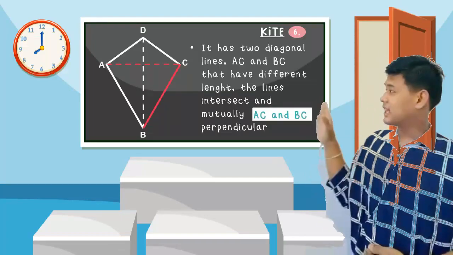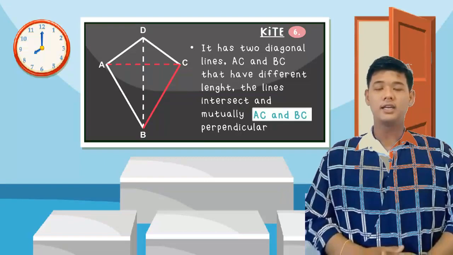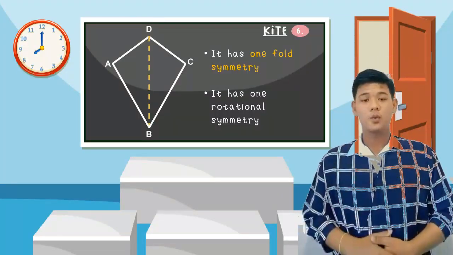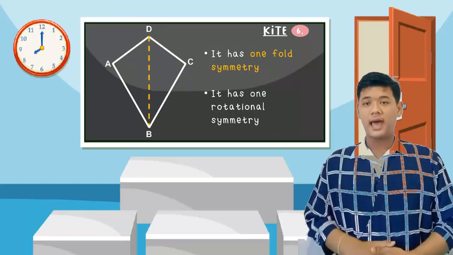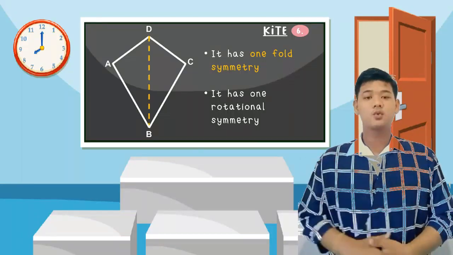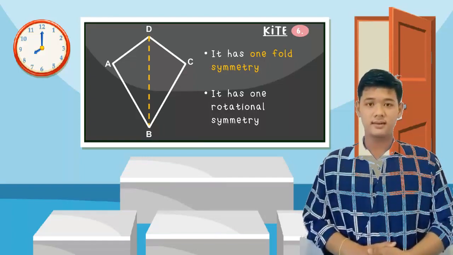4. It has two diagonal lines, AC and BD, that have different lengths. The lines intersect and are mutually perpendicular. 5. It has one fold symmetry. And the last characteristic of a kite is that it has one rotational symmetry.